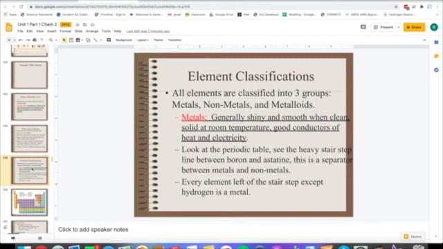Okay, element classification. Elements are split up into 3 groups: metals, nonmetals, and metalloids. We're going to talk about each of those and what they mean. First off, you need to know what a metal is. They are generally shiny and smooth when clean. They are solid at room temperature, and they are good conductors of heat and electricity. So you do need to make sure you type that out and highlight the word metals.